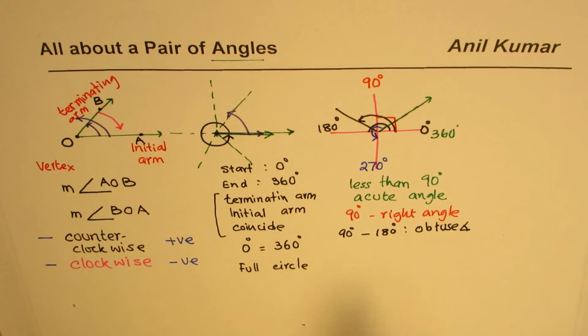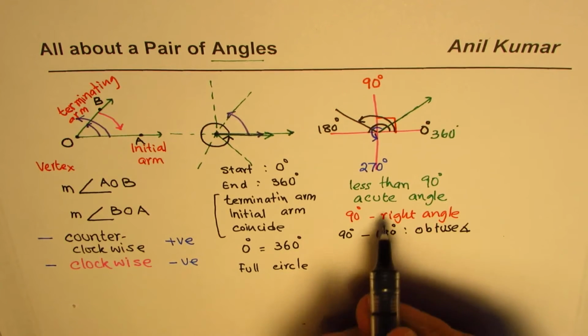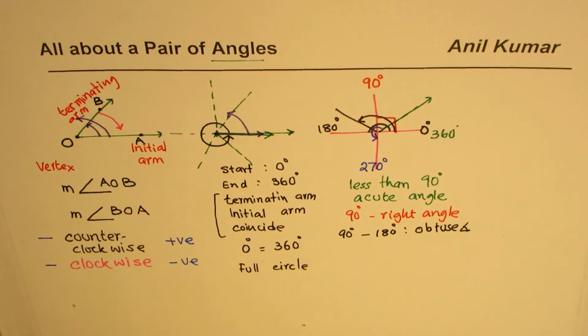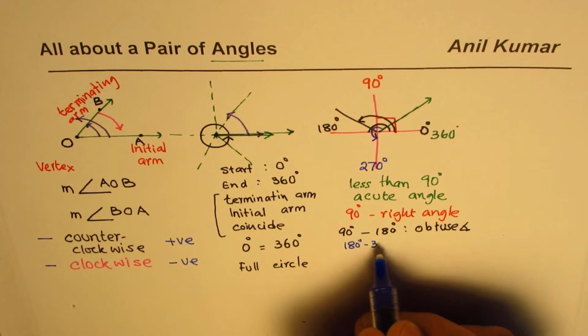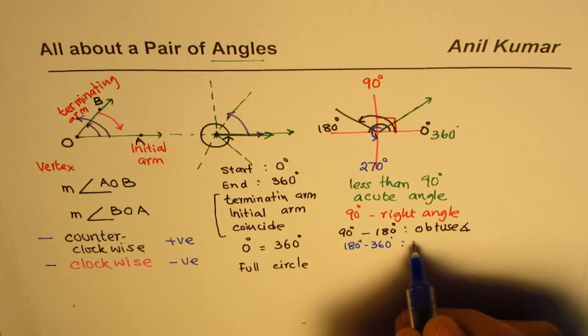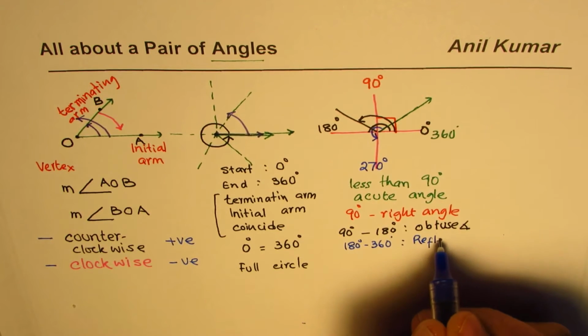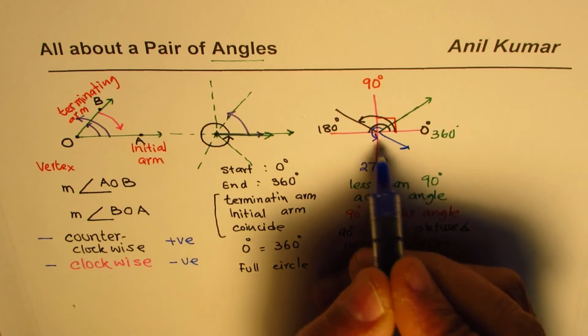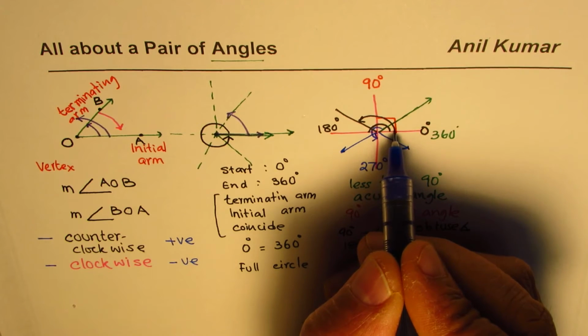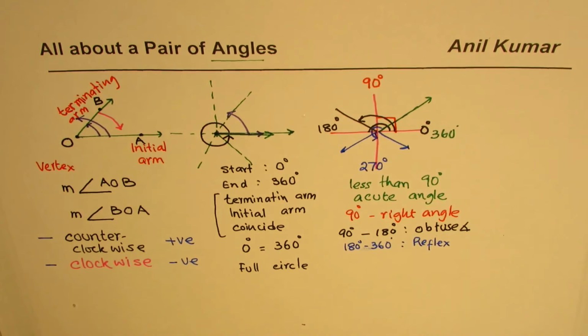If the angle is greater than 180 degrees, that is to say, if it is from 180 degrees to 360 degrees, in that case, we call this a reflex angle. So reflex angles are somewhere here, right? This angle starting from 0 is a reflex angle. So reflex angles are greater than 180 degrees.